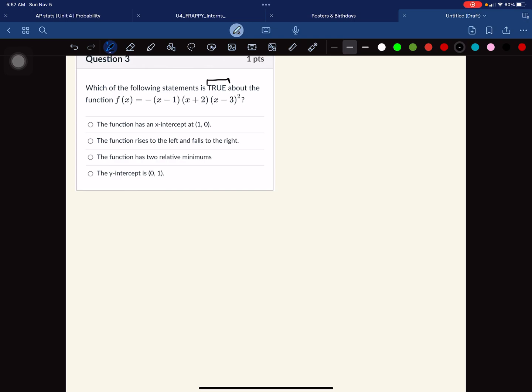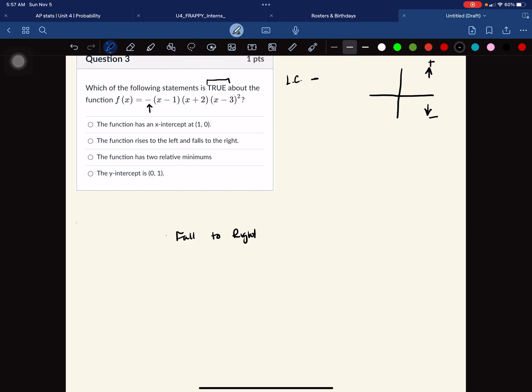So let's start off with what do we know? Well, the first thing I see is I've got a leading coefficient that's negative. Now, the leading coefficient tells you the direction of the right-hand arrow, the end behavior on the right-hand side. If it's a positive leading coefficient, it goes up. If it's a negative leading coefficient, it goes down. This one is negative, so we know that it is going to fall to the right. So we know that much so far.